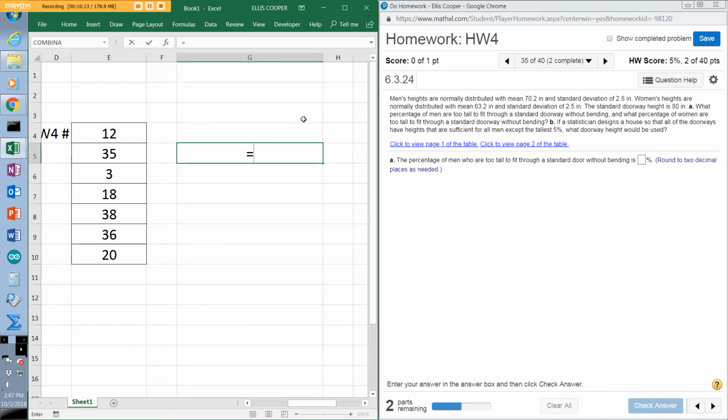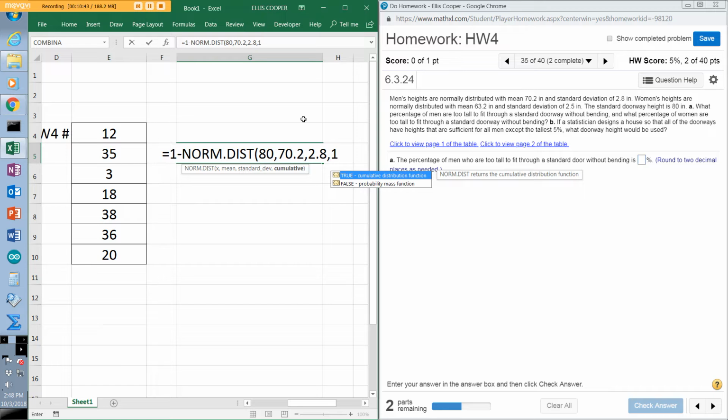So we're talking about right-tail cumulative probability distribution. Well, from the pre-lecture, that means we got to subtract from 1 the left-tail cumulative probability for the given 80 and so forth. So 1 minus NORM.DIST, open paren, we put in the 80. The mean for men is 70.2. The standard deviation for men is 2.8. And we got to put a 1 at the right end because we are dealing with cumulative.